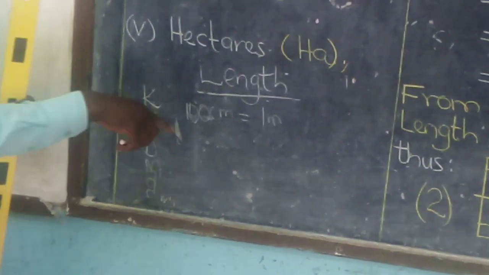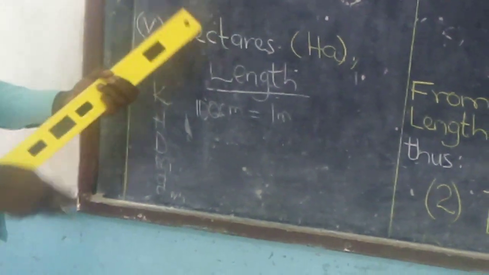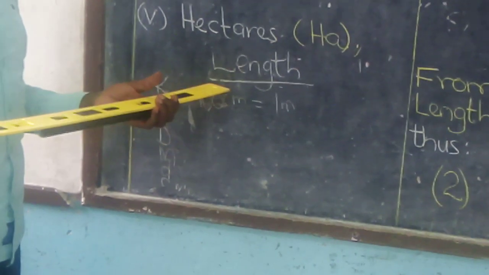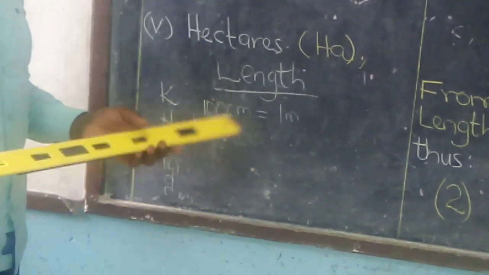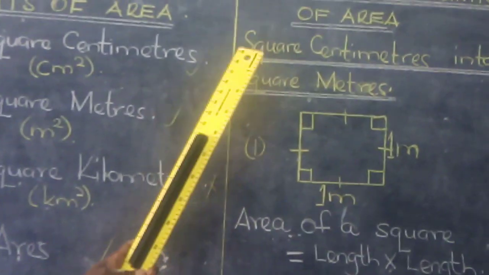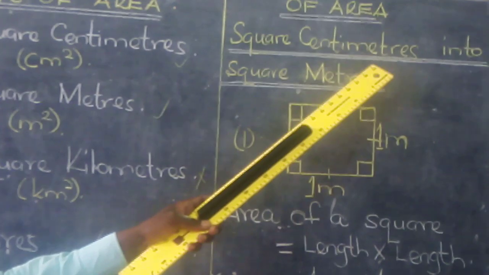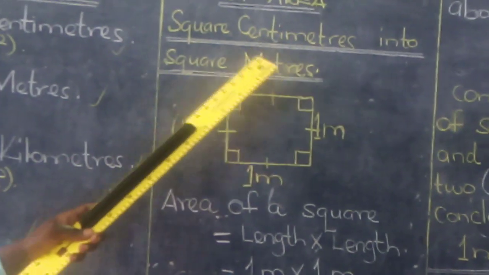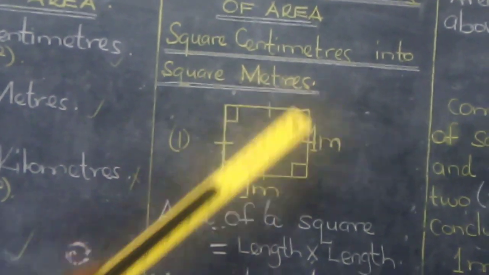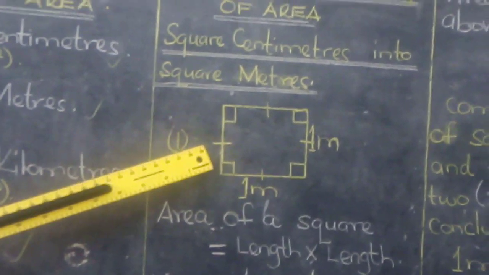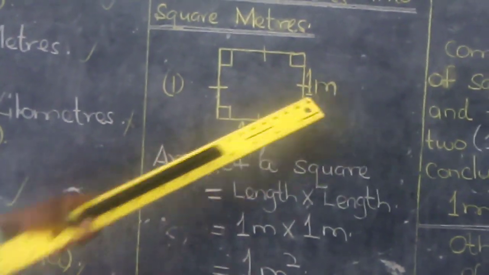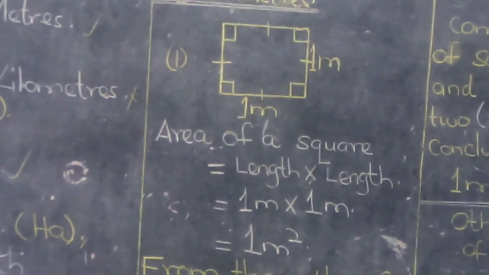That is for length. This conversion is for the units of length and perimeter. For straight length and perimeter, we can use this one. But this is how we convert the units of area. Now we want to look at the conversion from square centimeters into square meters. I have drawn this diagram of a square there. It is 1 meter by 1 meter.